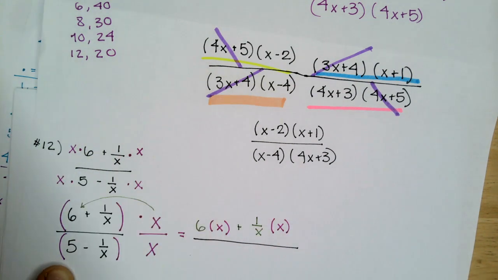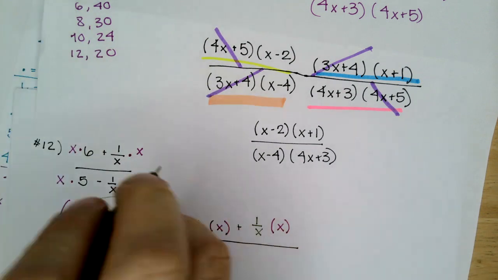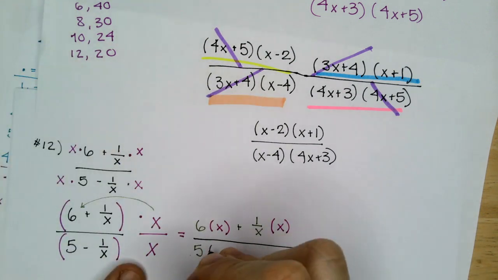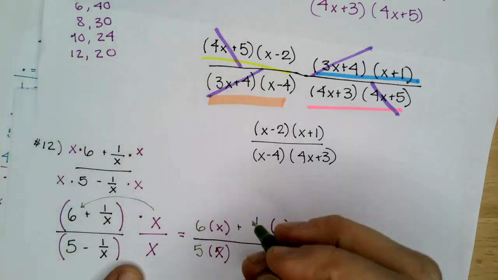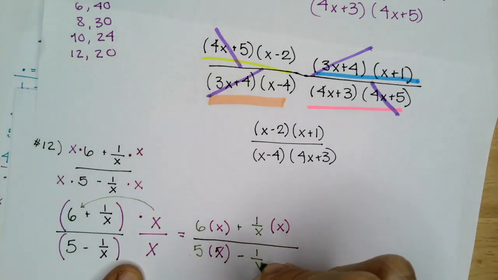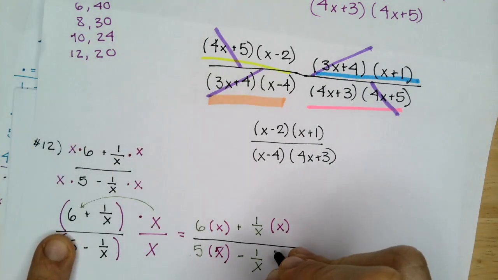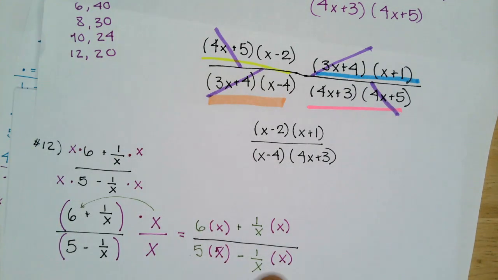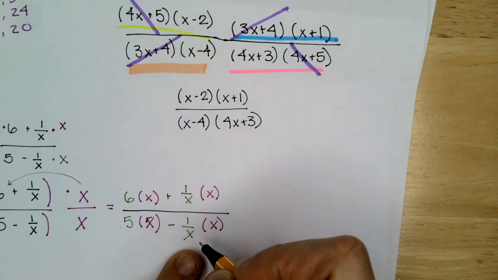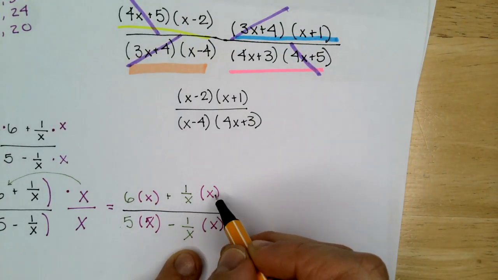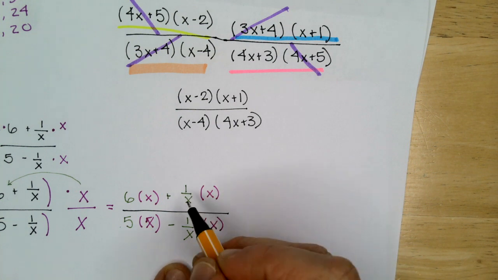Divided by 5, distribute that x, times x minus 1 over x, and again, times x. So I'm just distributing that x. And I want to make sure that I didn't make this look like it was on the bottom of the fraction. This is 1 divided by x times x, or 1 times x divided by x.